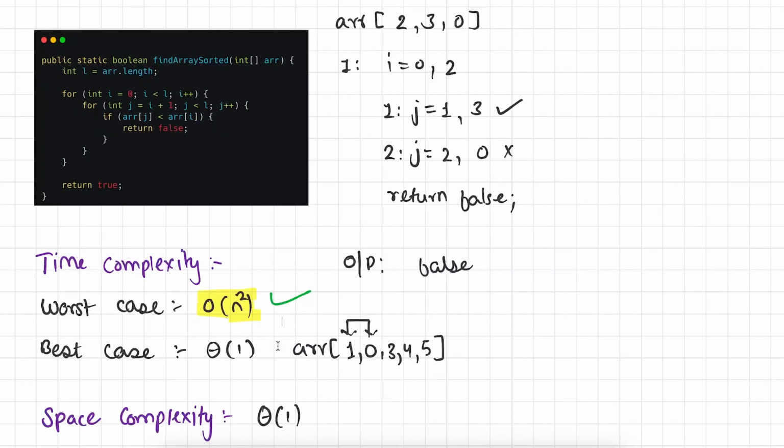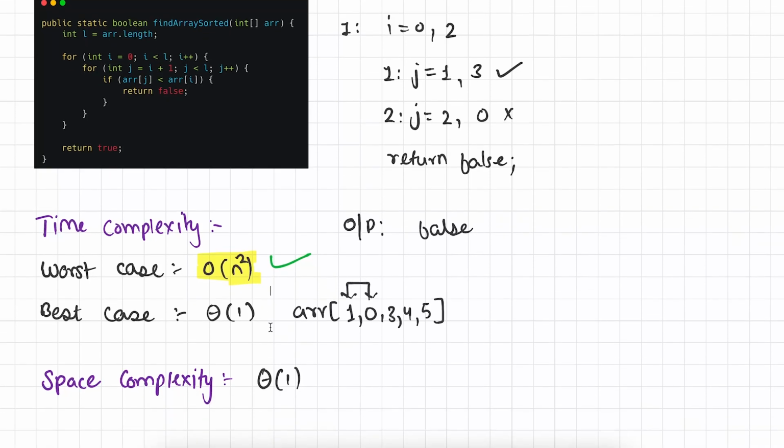So in worst case, the time taken by this function is going to be big O of n square. But in best case, if you get array like this, where second element is the smallest element, then in the first iteration itself, you can figure out that the array is sorted or not. So in that case, the time complexity comes out to be theta of 1. But we generally care about worst case only. So overall time complexity of this function, we can say that big O of n square.